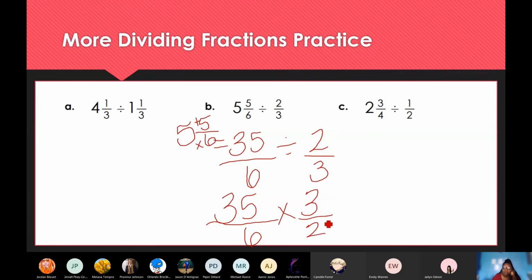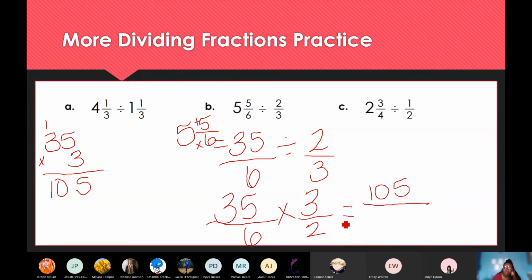And so now our third step is to multiply. And we're going to be multiplying 35 times 3. Resist the urge to use a calculator. 35 times 3. 15. Carry the 1. 3 times 3 is 9. Plus 1 is 10. 105 over, and what is 6 times 2? 12.